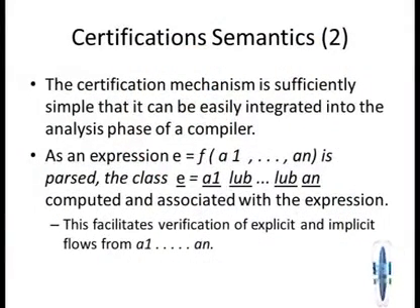And so the certification mechanism is sufficiently simple that it can easily be integrated into an analysis phase of a compiler. So now suppose you are writing a compiler, now you can generate all these constraints and check them, and at the end of it you can declare whether the given program is flow secure or not. For example, if you take an expression E, f of a1 to an is parsed, the class E1 will essentially become a1 lub to an, that is you have parsed it, you can compute it and associate it with the expression. This facilitates the verification of explicit and implicit flows from A1 to AN.